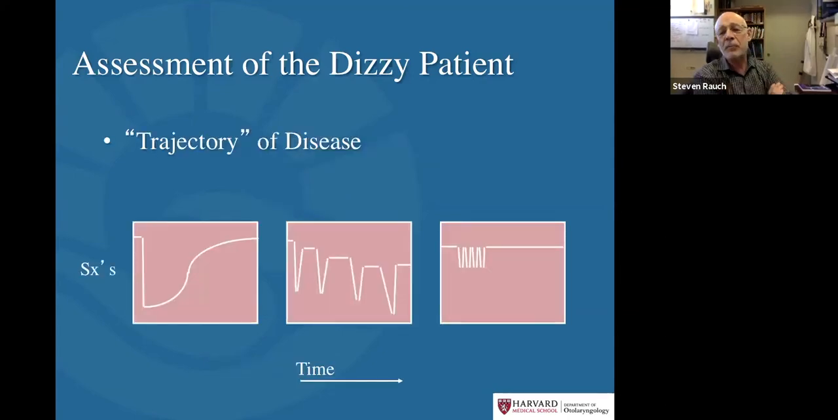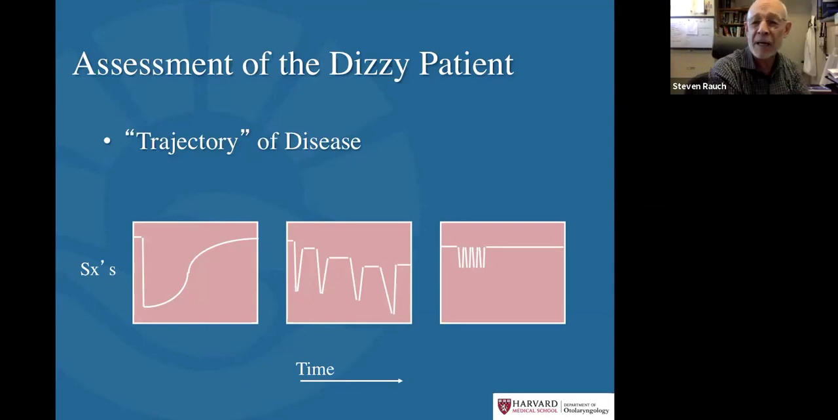The second parameter in my dizzy assessment is displayed here, and I'm calling it the trajectory of the disease, or the trajectory of the symptoms. And by trajectory, I mean the path, the course of symptoms over time. And I have 3 cartoons on the slide with symptoms on the vertical axis. Normal is at the top, rotten is at the bottom. I'm not giving you any units. I'm just saying they're better at the top and they're worse at the bottom. And time is passing from left to right, and I'm not giving you any units of time.